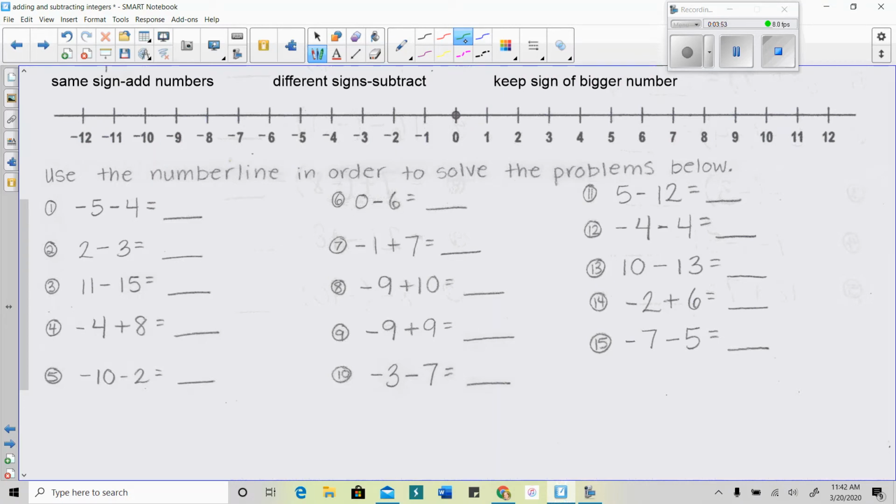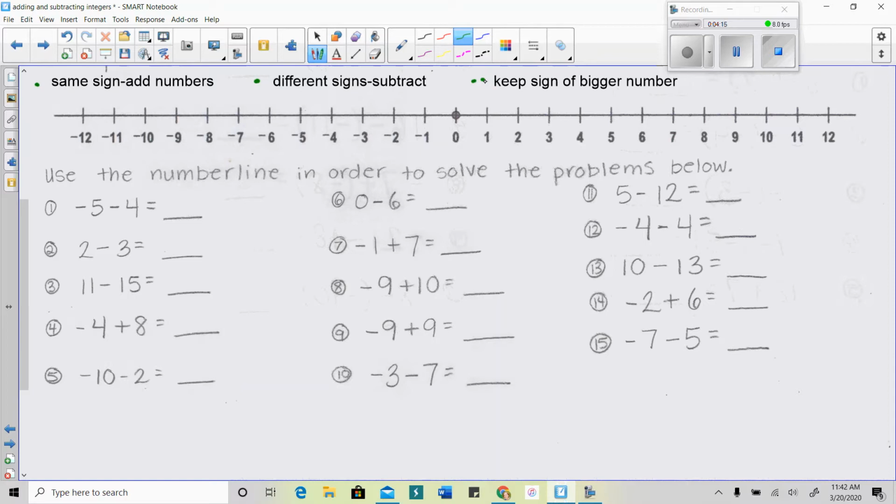So the first question we're going to ask ourselves is, does it have the same sign? If it has the same sign, you're going to add the numbers. If the signs are different, you're going to subtract the numbers. And then you are going to keep the sign of the bigger number. Okay, so we're going to work through some of these together, starting with number 1.